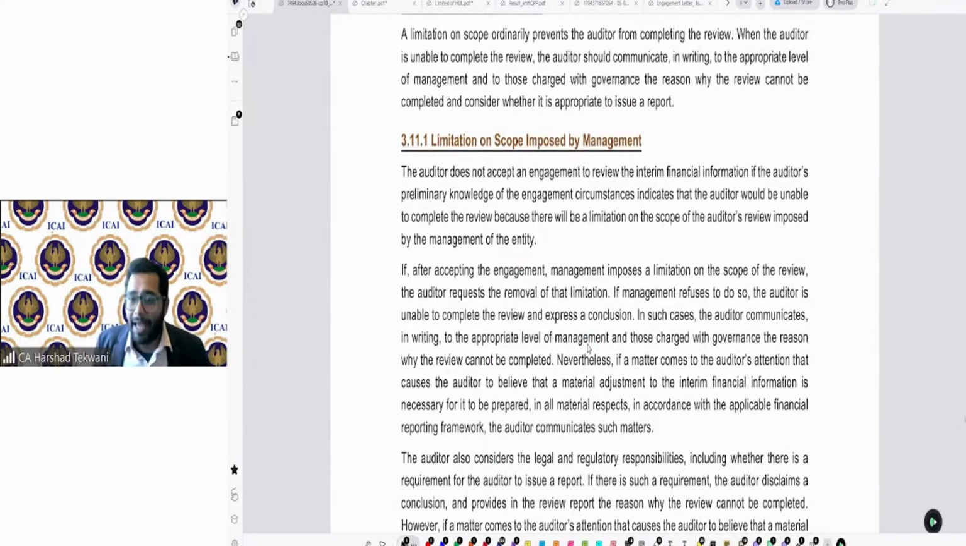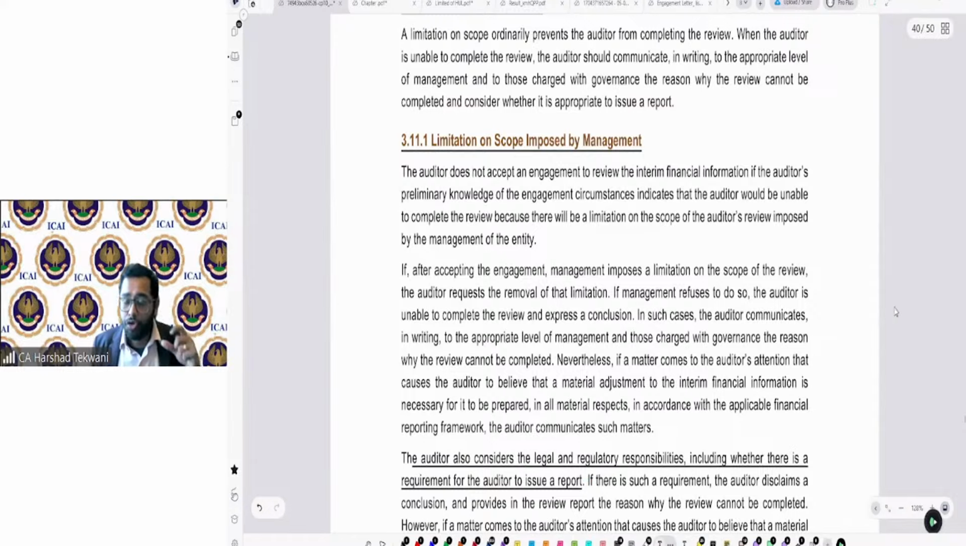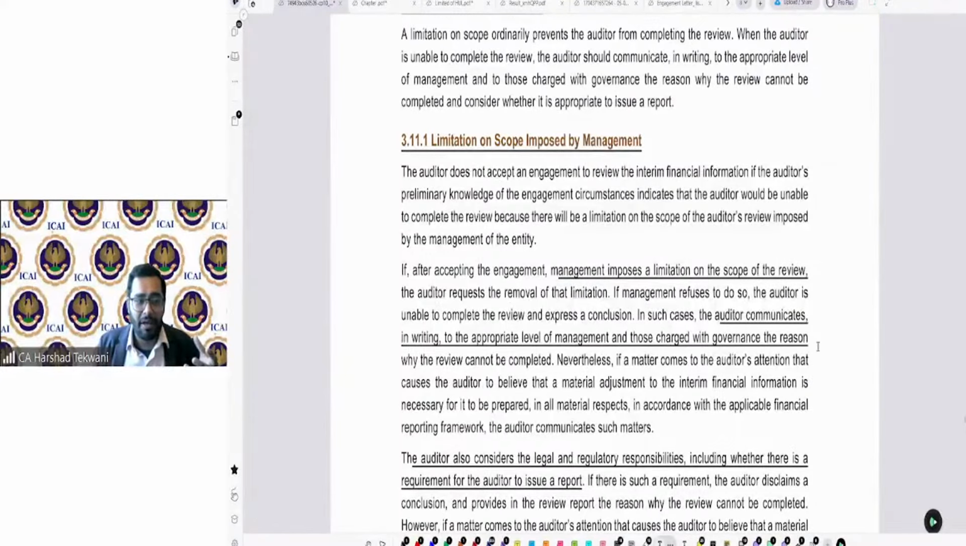Because now the auditor is there, he needs to consider the legal and regulatory responsibility, whether there is a requirement to issue a report. Remember, there is a SEBI circular that there are certain scenarios where the auditor has to mandatorily issue a review report. He cannot withdraw from the engagement. So in that case, he needs to consider the regulatory and legal requirement. What is the implication when management imposes a limitation on the scope of review? He needs to communicate in writing with the appropriate level of management and those charged with governance the reason why the review cannot be completed.